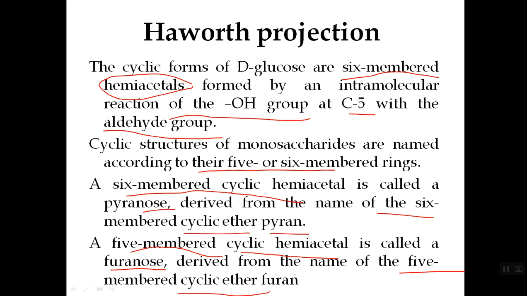So the 6-membered Haworth cyclic structure is called pyranose, and the 5-membered Haworth structure is called furanose.